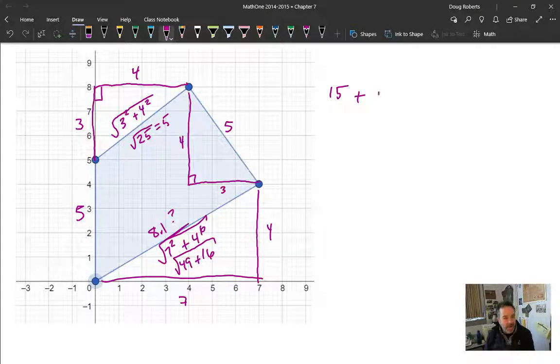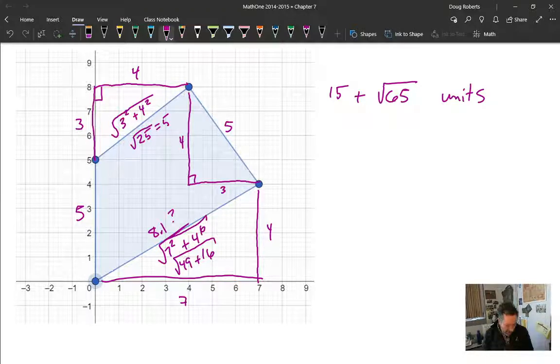So this is called an exact answer. I can just write root 65, right? That looks like I don't even need a calculator for it necessarily. 49 plus 16 is 65. So the perimeter of this is 15 plus root 65 units. And I don't know if these are inches or feet or miles, but it's 15 plus root 65 units.